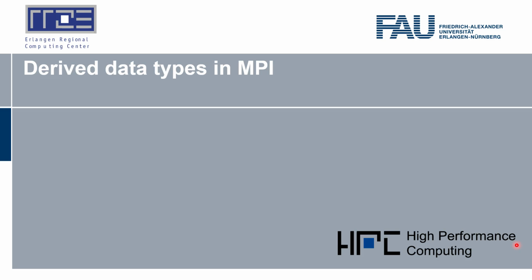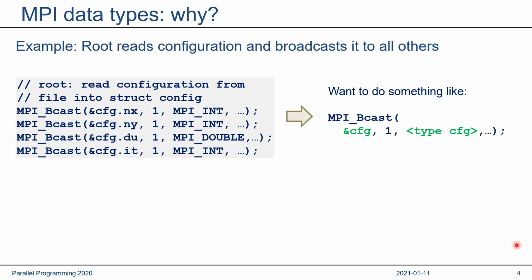So first, let's go into derived data types in MPI. Why do we need such a thing? Why are the data types in MPI that are provided by the standard not sufficient? Now let's start with an example. Let's say that one process, the root, as we call it, reads a configuration from a file and wants to broadcast the data to all the others.